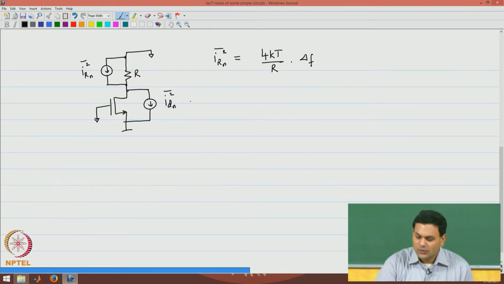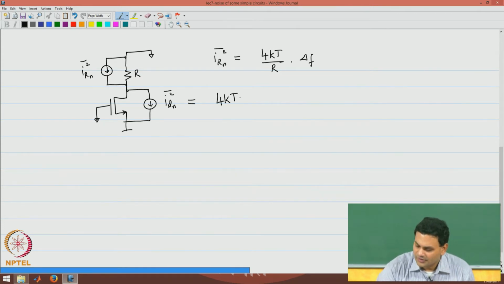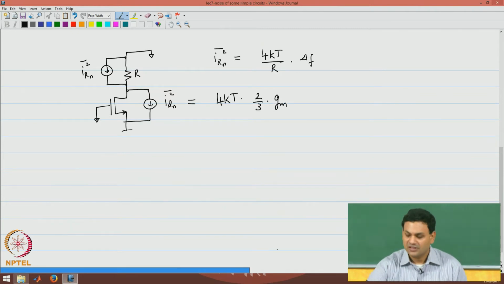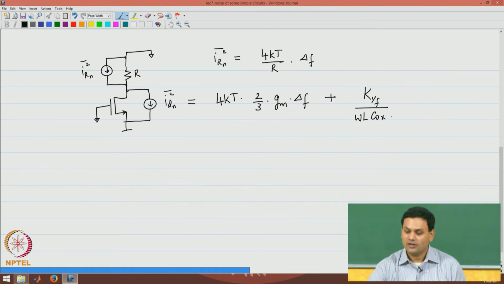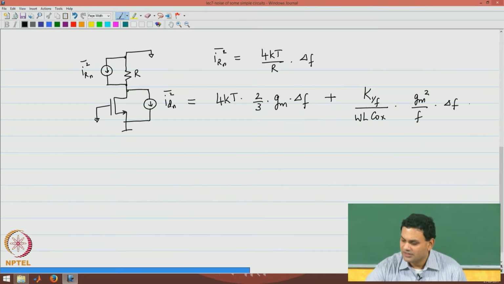It turns out that the transistor also has a noise current which consists of two components. One of them is the thermal noise, which is 4kT into 2/3 into gm times delta f, and the other component is the flicker noise, which is K over W L Cox times gm squared by f times delta f.